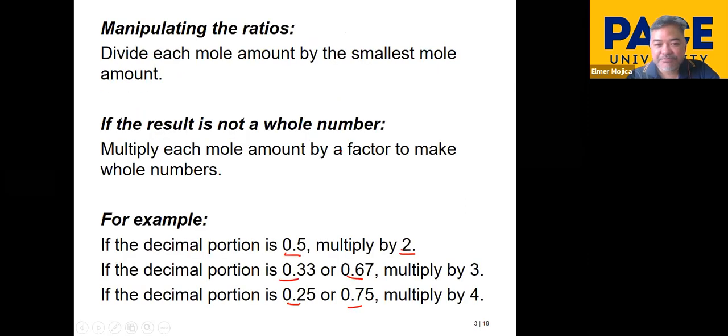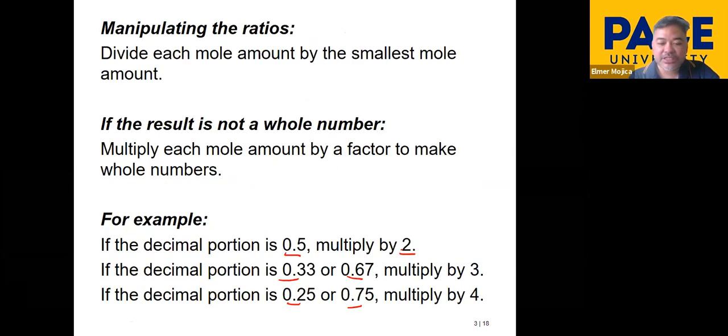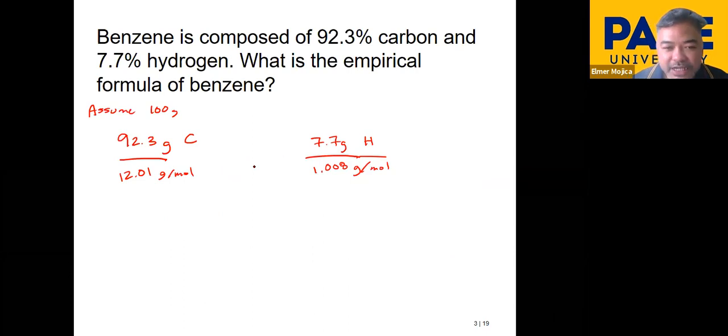And then the next step, convert grams to moles for each element. So maybe we can divide it with the respective molar mass. So this is 12.01 grams per mole, and this is 1.008 grams per mole. So if you have that, which one is canceled out? And then if you're going to look at the number that you have here, so this is equals to what?